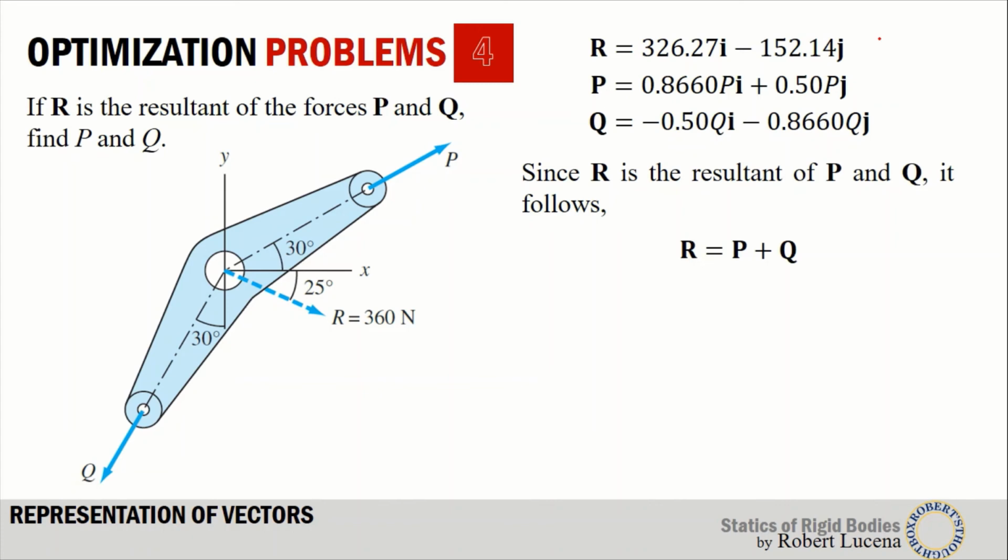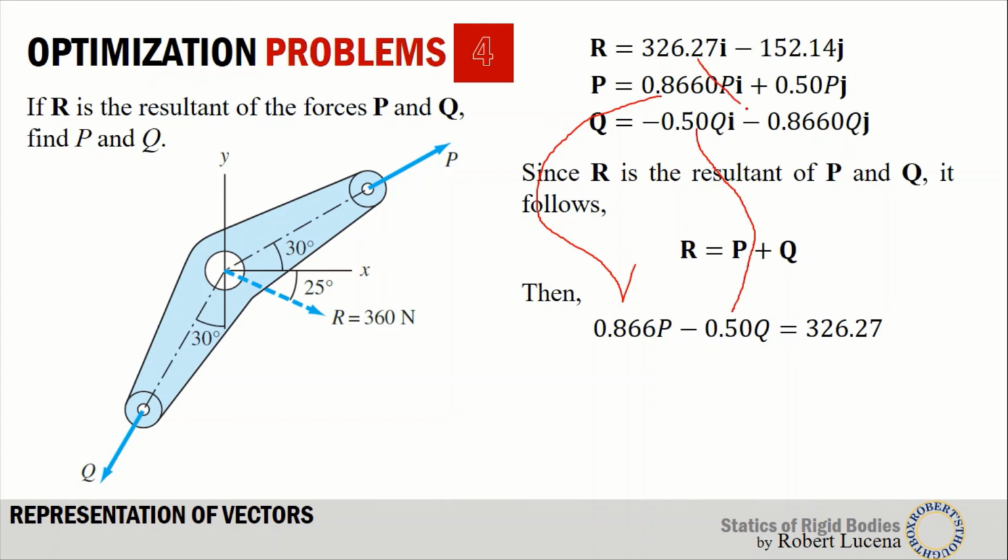Now let's list down all of the vectors we had. As you can see, there are two unknowns, P and Q. Therefore, we need two equations that relate P and Q. Recall that the x component of R is the sum of the x components of P and Q. So the x component of P plus the x component of Q should yield the x component of the resultant. This is our first equation.